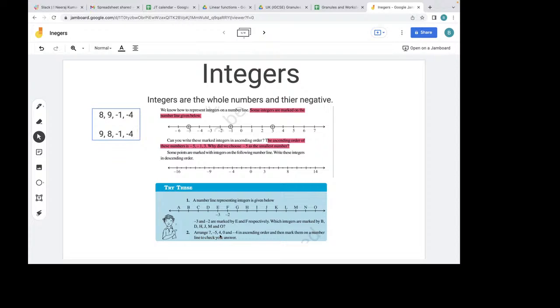Arrange 7, -5, 4, 0 and -4 in ascending order and then mark them on a number line to check your answer. Okay, so we have these numbers, that is 7, -5, 4, 0 and -4. So we need to arrange them in ascending order. Ascending order is when we arrange the numbers from smallest to largest. So first of all we need to figure out the smallest number.